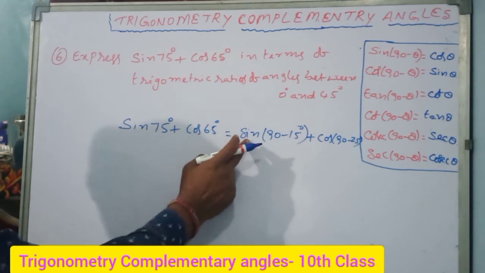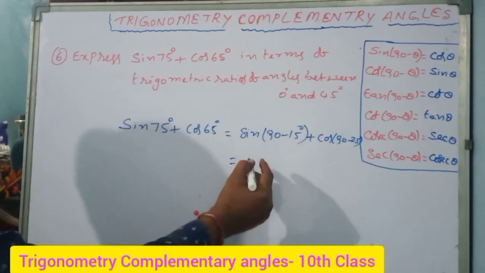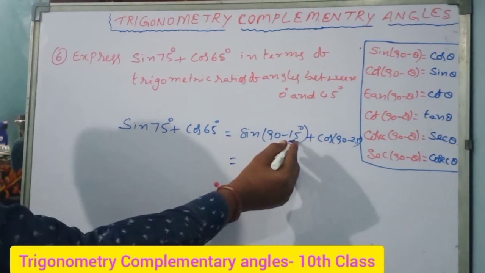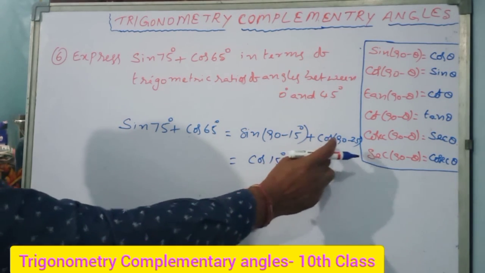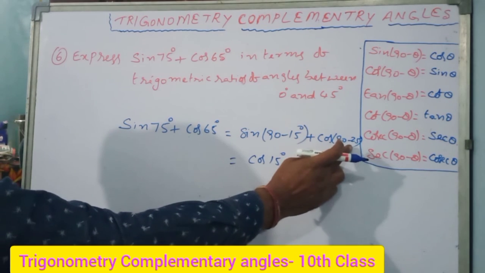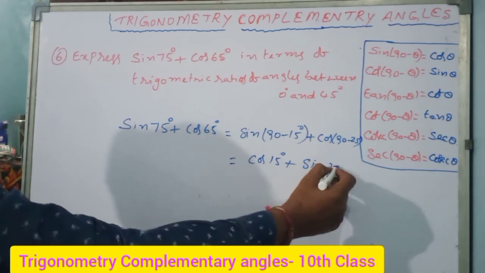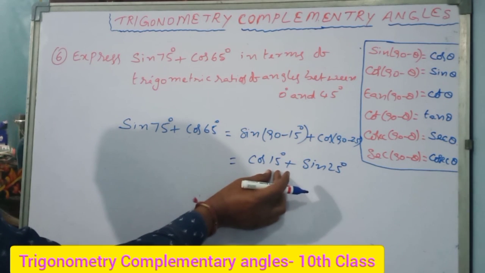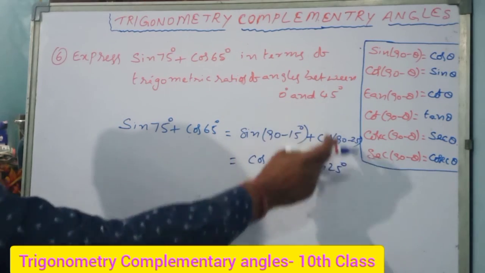Here, what is the formula? Sin of 90 minus theta, what is the formula? Cos theta. What is the theta value? 15. So cos 15 degrees plus cos of 90 minus theta. What is cos of 90 minus theta? Sin theta. What is the theta value? 25 degrees. So sin 25 degrees. So 15 is between 0 and 45 degrees, and 25 is also between 0 and 45 degrees.